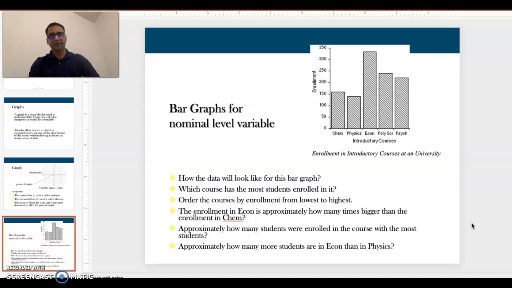The enrollment in economics is approximately how many times bigger than the enrollment in chemistry? You can answer that question looking at the graph. Approximately how many students were enrolled in the course with the most students? Approximately how many more students are in economics than physics? So there are a number of questions you can address looking at such graphs.